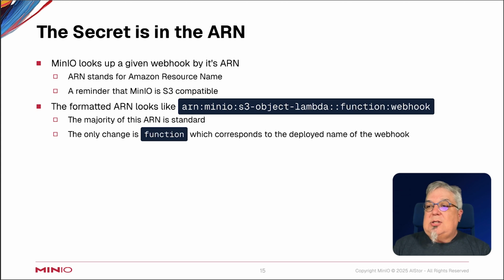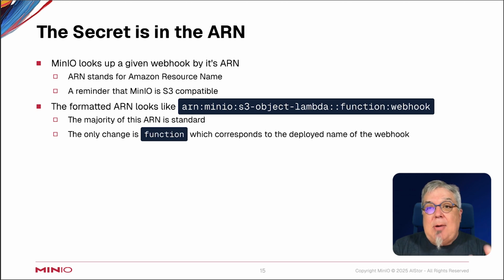The formatted ARN is going to look something like arn:minio:s3-object-lambda, and then there's function and webhook. The majority of this ARN is standard. So anytime I deploy a new webhook, it's going to be arn:minio:s3-object-lambda:something:webhook. The only change is going to be that function, which is going to correspond to the deployed name of the webhook. And we'll show you how to set that deployed name in just a minute. But function in this case is going to be the piece that changes.